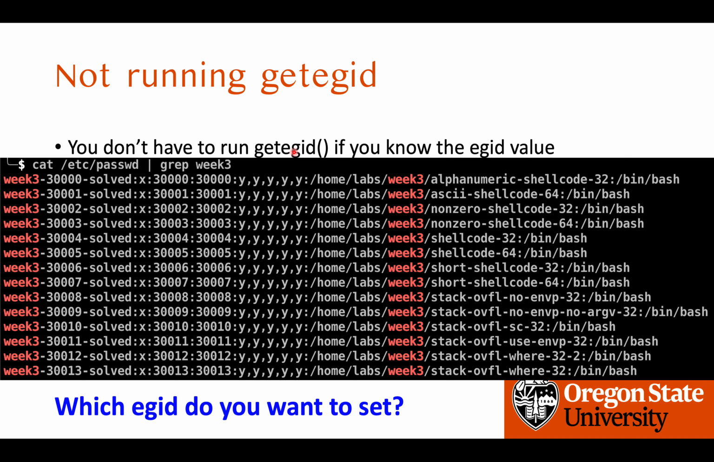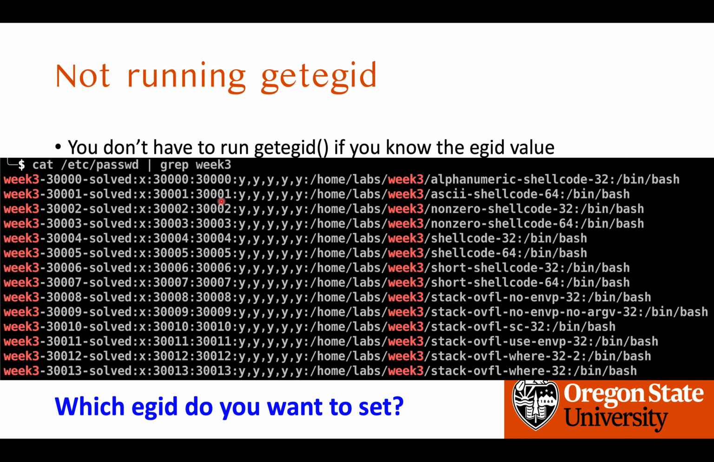To check that target group ID, you can refer to the /etc/passwd file, and if you run this command, it will print out all the UID and GID of the challenges. So for example, if you want to escalate the privilege in the alphanumeric shellcode 32 challenge, then your target GID must be 30,000. And for ASCII shellcode 64, your target GID is 30,001. So you can remove the call to getegid and just directly put this GID value.